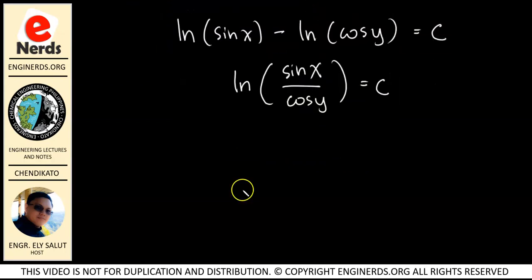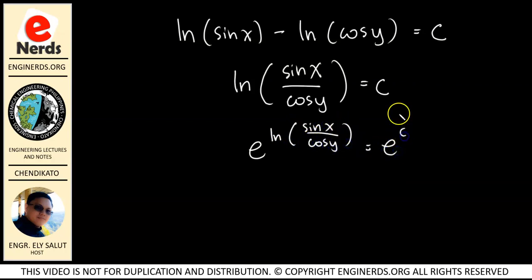Alright, so now we're going to simplify this, with the rule or properties of logarithm. We know that we can combine these two, yung subtraction of logarithm. So I will have here ln, then we have sine x over cosine y will be equal to c. Right? So I'm going to use another property of logarithm. I will have e to the ln sine x over cosine y is equal to e to the c.